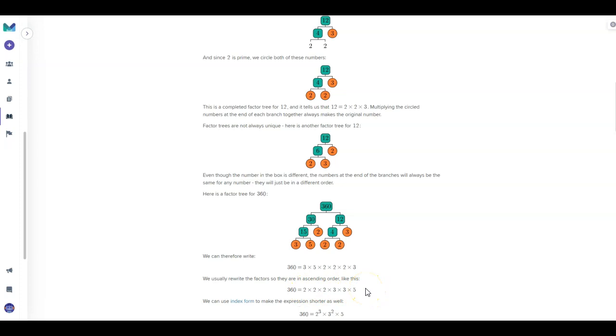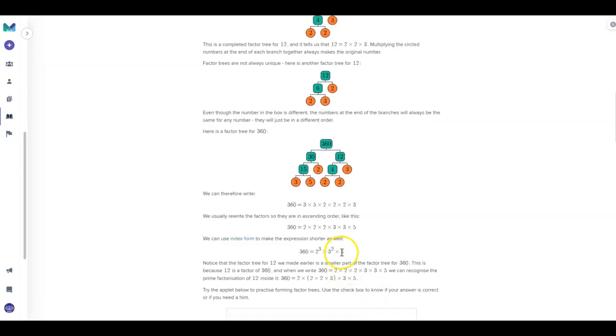But then we can also go one step further, as we've been learning about index form or index notation. We have 2 times 2 times 2 here. So we know that we can show that's 2 to the power of 3, just like it is down the bottom here, multiplied by 3 times 3. Well, that is the same as saying 3 squared. And we have 1 times 5 on the end, so that just gets added on.